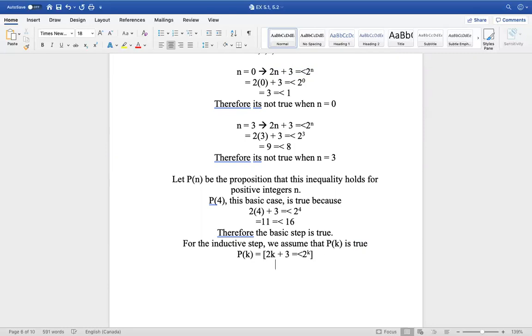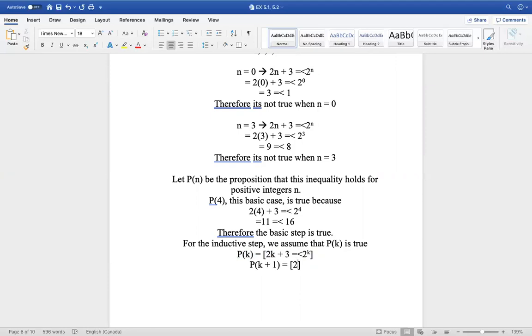Okay, so we assume this is true. Now in the inductive step, we have to define P of K plus 1. So we assume that this is true. Now we have to prove that it's also true for P of K plus 1. Now what is going to be P of K plus 1?